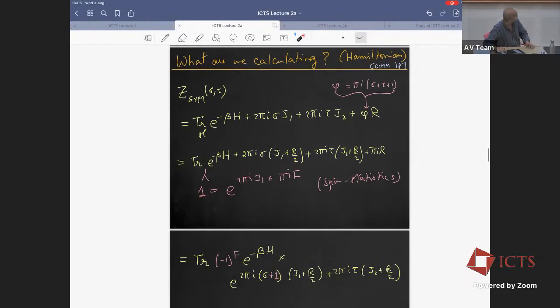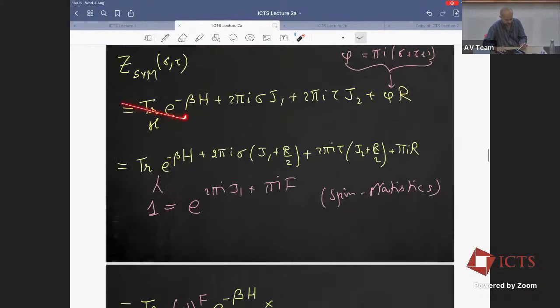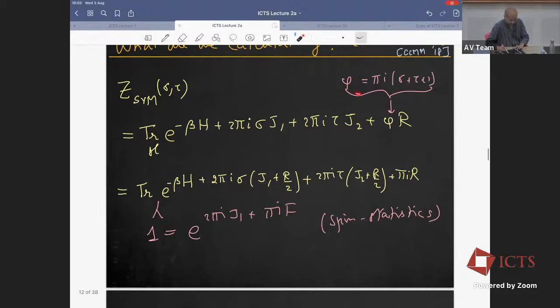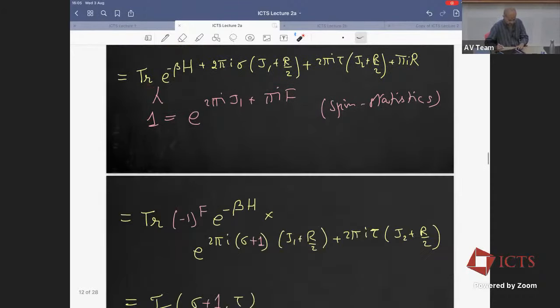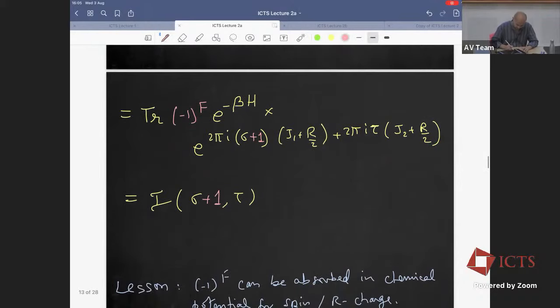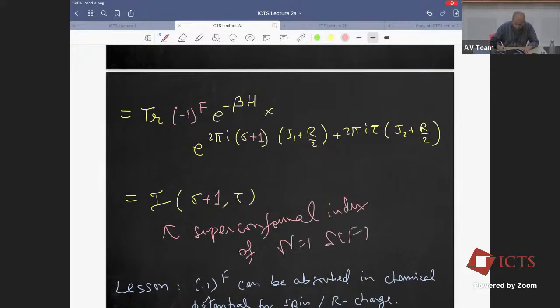There you go. The first line here is the Feynman prescription from path integral to Hamiltonian. That's the constraint, and that's spin-statistics, and you just get this. And this is precisely the superconformal index of a generic N=1 superconformal field theory.